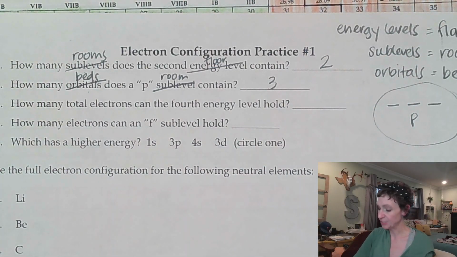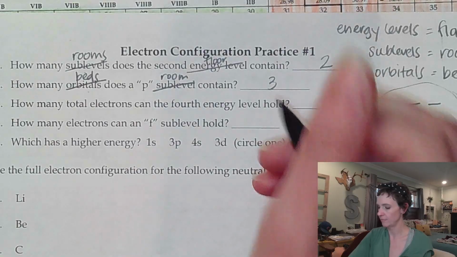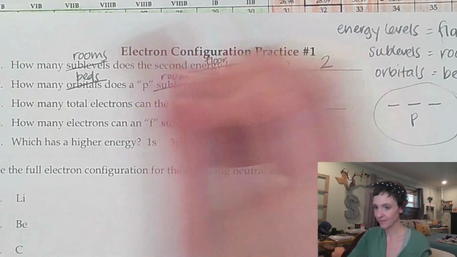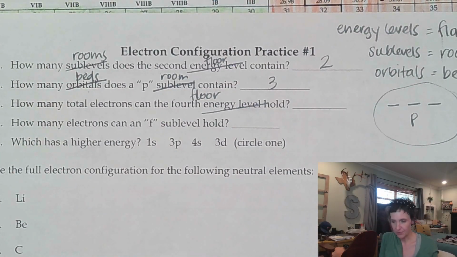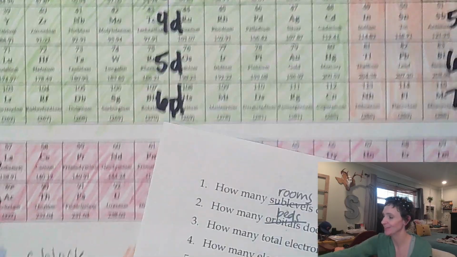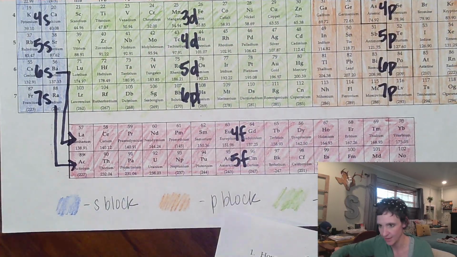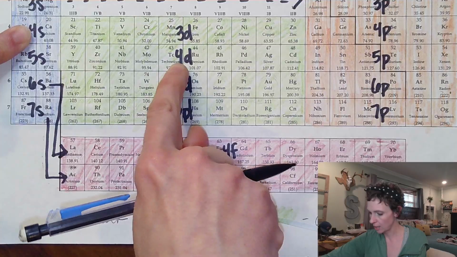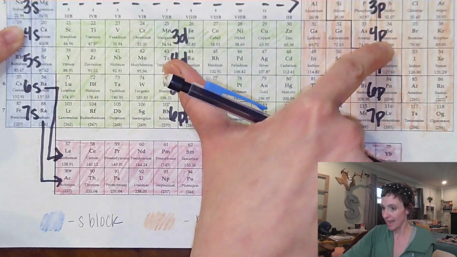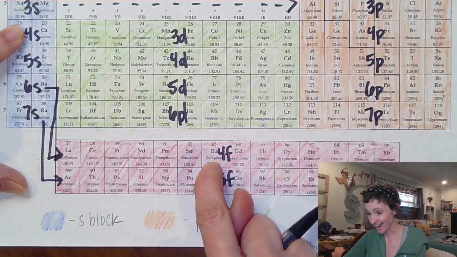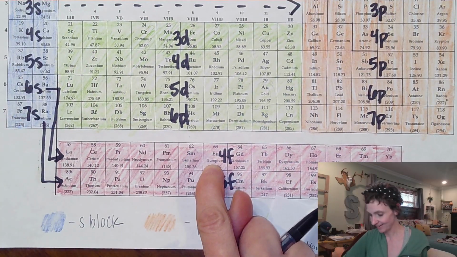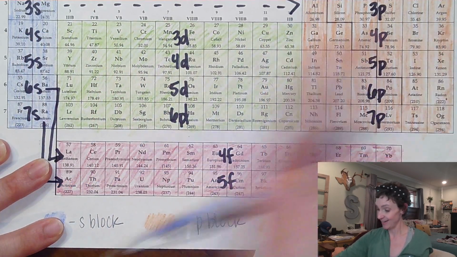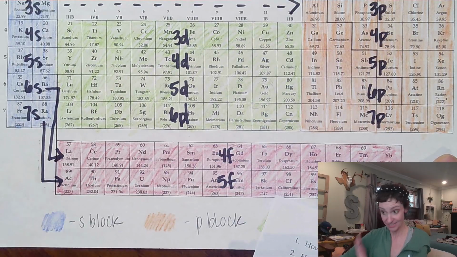The next question is, how many total electrons can the 4th floor hold? So you're like, oh my gosh. So there are a few ways to do this. You can totally look at the periodic table and be like, okay, the 4th floor is everything going on here and here and here and then also here. Okay, so he's got all 4 rooms, right? I can count all of the elements in all of those rooms that way, which is a great option.